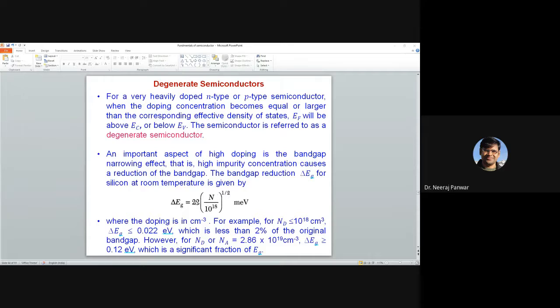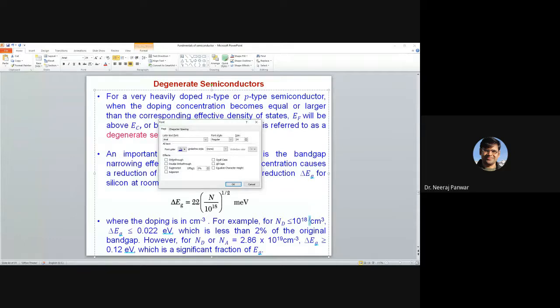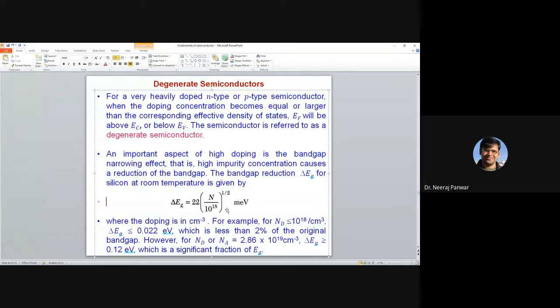You will get 1 here, and it is 22 milli electron volt, that is 0.022 electron volt. If it is a silicon semiconductor whose band gap is equal to 1.1 electron volt, then the change in band gap with 10 to the power 18 per centimeter cube doping is just 2% of the original value of the band gap.